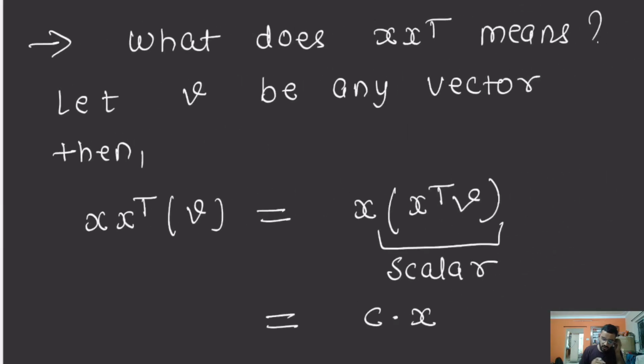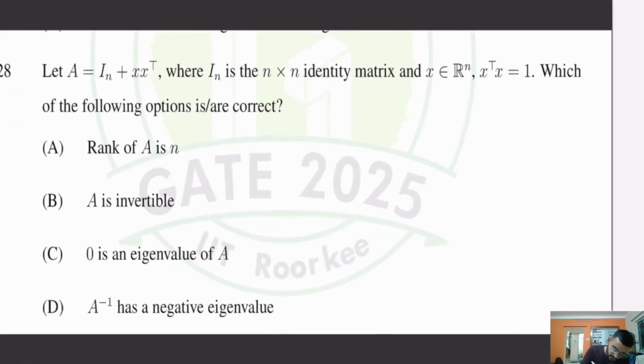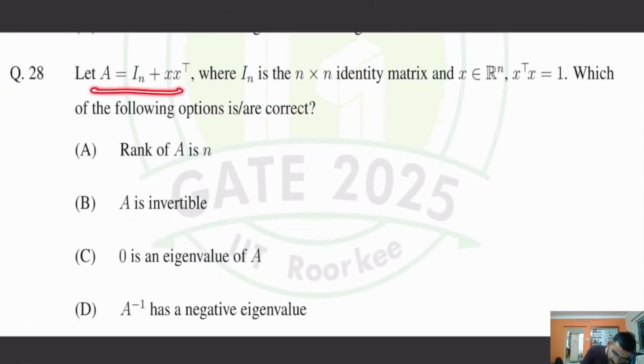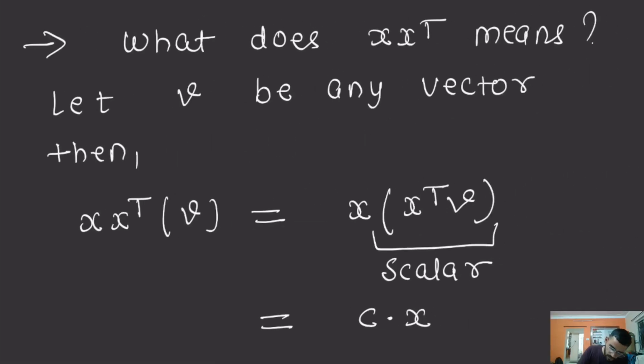So moving on to the solution. Before going into the solution, first we will see what this x into x transpose means. Since we are given A is equal to In plus x into x transpose, first we will see how this x into x transpose acts. So let V be any vector. If we multiply xx transpose with V, we can write this as x into x transpose V.